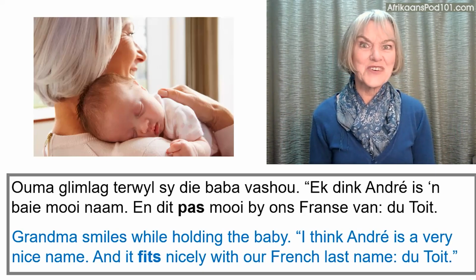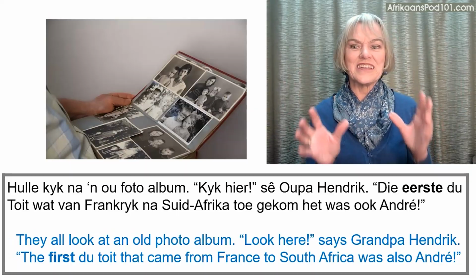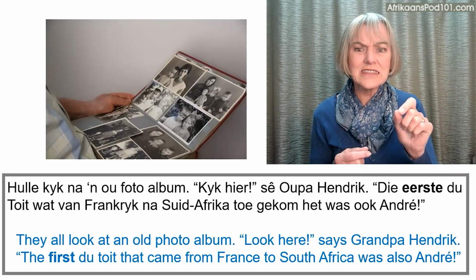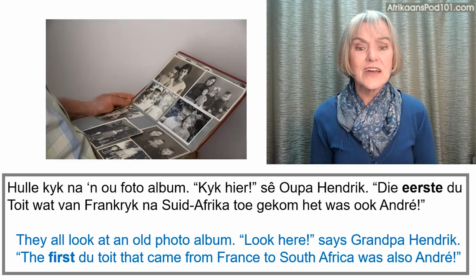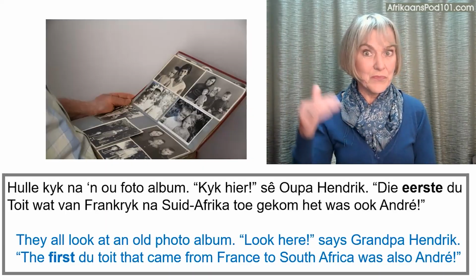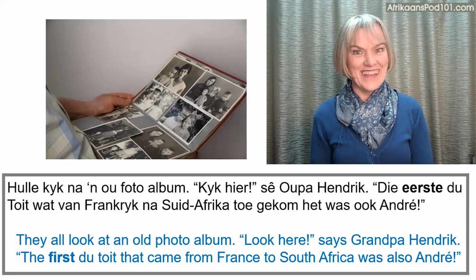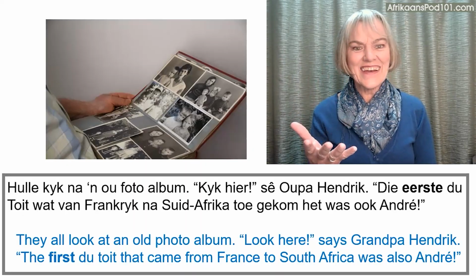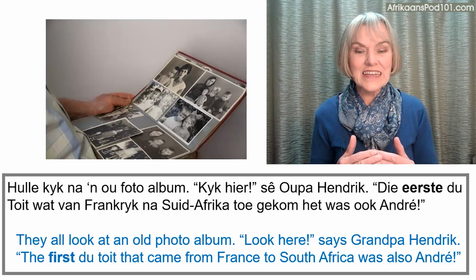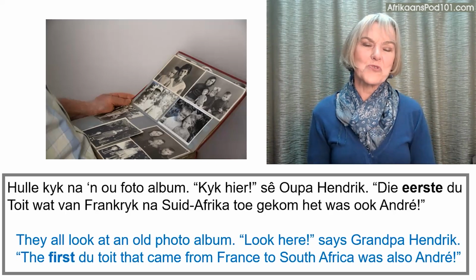So she reckons that's a good idea. And then, to resolve the whole situation, the grandpa is looking at an old photo album, and he notices that the first Du Toit Frenchman that came to South Africa in the distant past, in the 1700s, was also André. So he says, kyk hier, sê oupa Hendrik, die eerste Du Toit wat van Frankryk na Suid-Afrika toegekom het, was ook André.